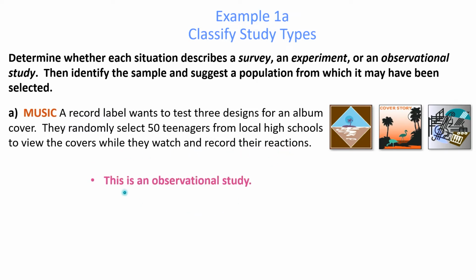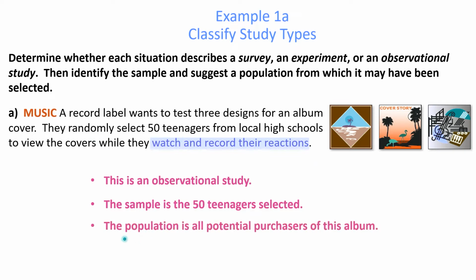Now, we know this is an observational study because they simply want to watch and record their reactions. The sample is the 50 teenagers selected, and you can see that in the question. And the population is all potential purchasers of this album.